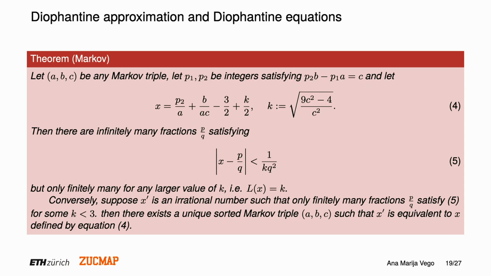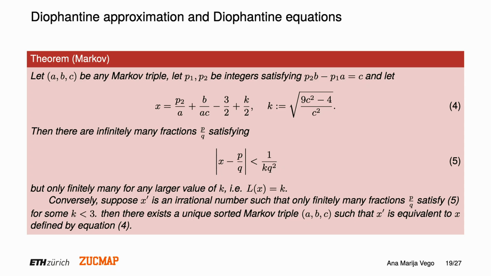And the theorem goes as follows. Let a, b, c be a Markov triple, and let p1 and p2 be positive integers which satisfy this weird condition. And as a setup, we define these two numbers x and k, where x is some weird expression which depends on a, b, c, p2, and k is equal to the square root of 9c squared minus 4, divided by c squared. Okay, and now that we have this setup, Markov says the following.